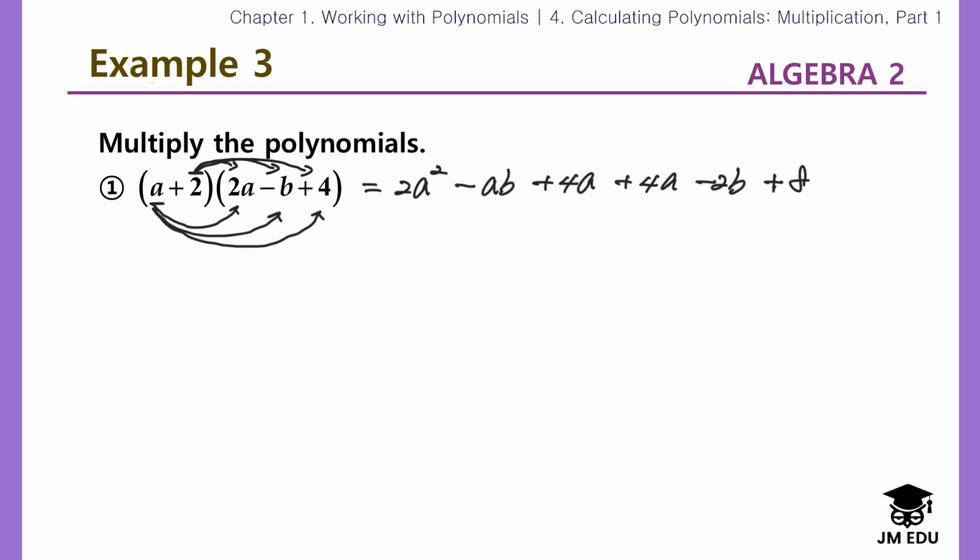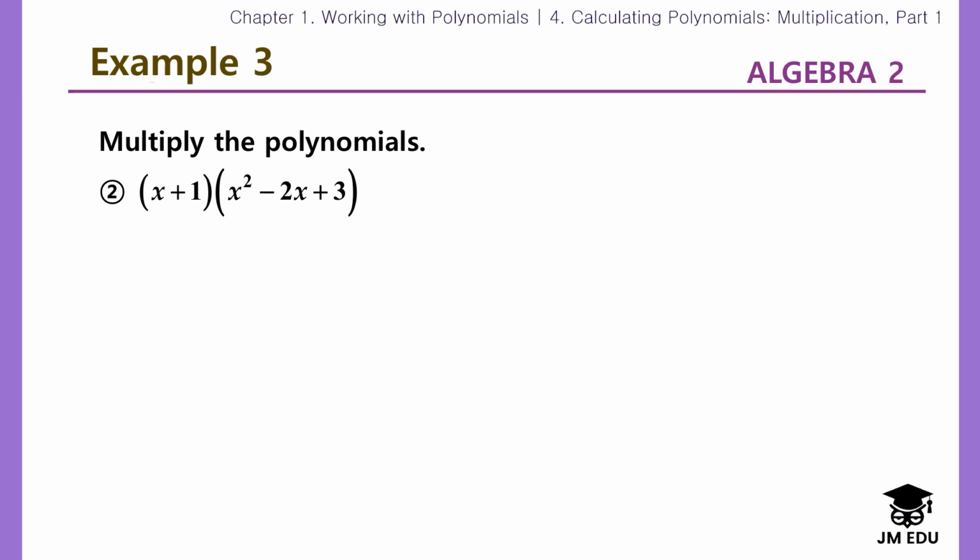So we have an ab term right here. That's only one ab term, so we don't have to worry about it. And we have two a terms, 4a and 4a. So that's going to be equal to 2a squared minus ab, 4a plus 4a, that's 8a. And we have a b term, minus 2b, and the constant plus 8. Then that's it.